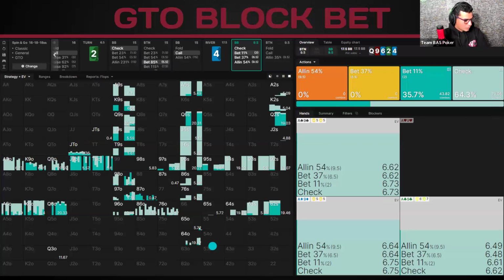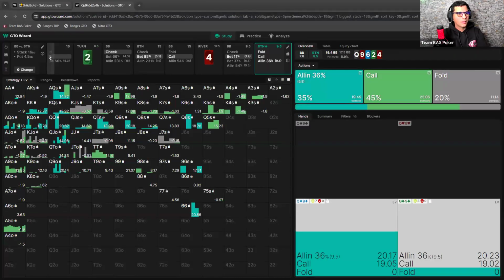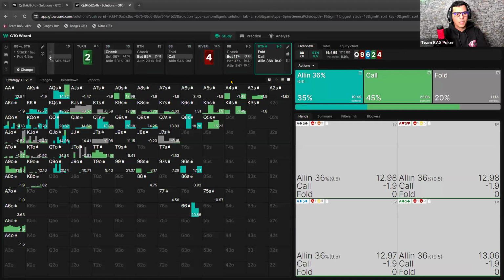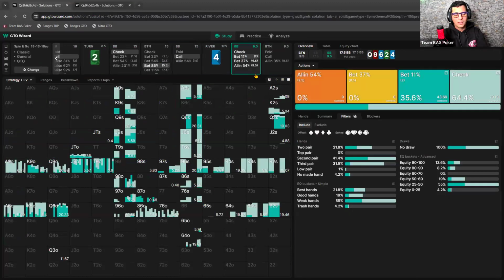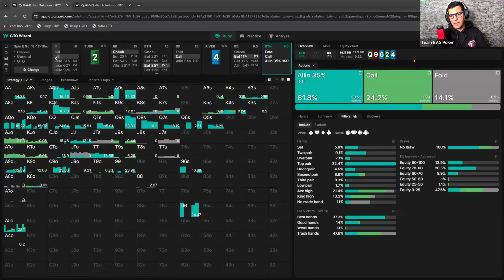All right, so let's have a look here. And ace nine, what's happening here? This is weird. Okay, let's have a look. We are betting two big blinds, and the button here is actually calling 24%, folding only 14%, and raising all in 61%.